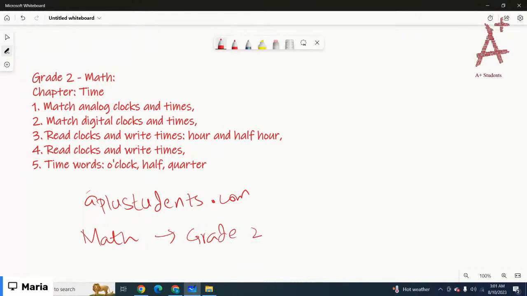We're going to start with the chapter time. The lessons we are going to cover today are match analog clocks and time, match digital clocks and time, read clocks and write time, hour and half hour, and read clocks and write time, time words, o'clock, half and quarter. So let's just start with the lesson time.